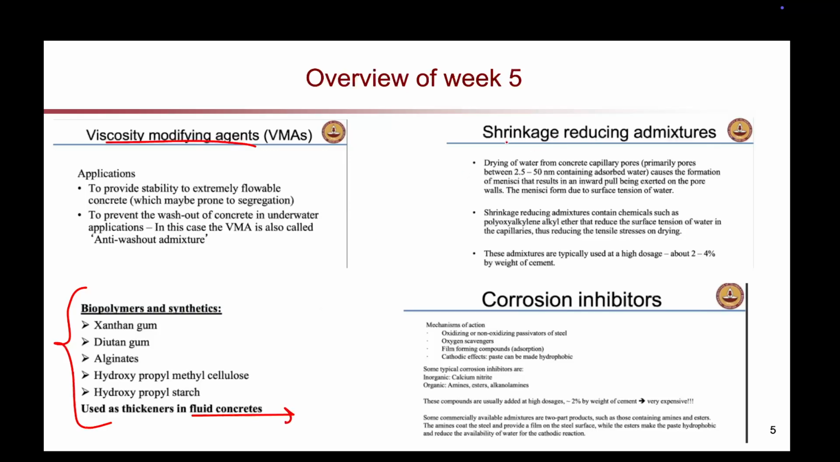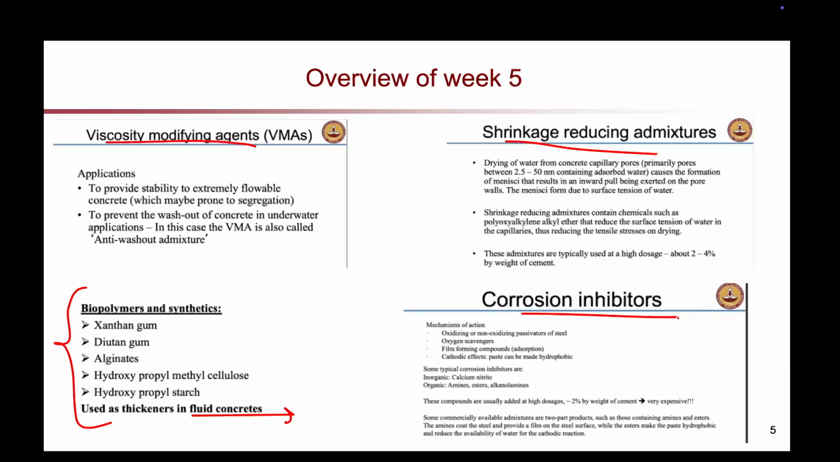Other types of special admixtures are shrinkage reducing admixtures. Mainly it won't be for long-term shrinkage; it is mainly plastic shrinkage and dry shrinkage, mainly plastic shrinkage. So to reduce plastic shrinkage we are adding some admixtures, and other types of admixtures are corrosion inhibitors.